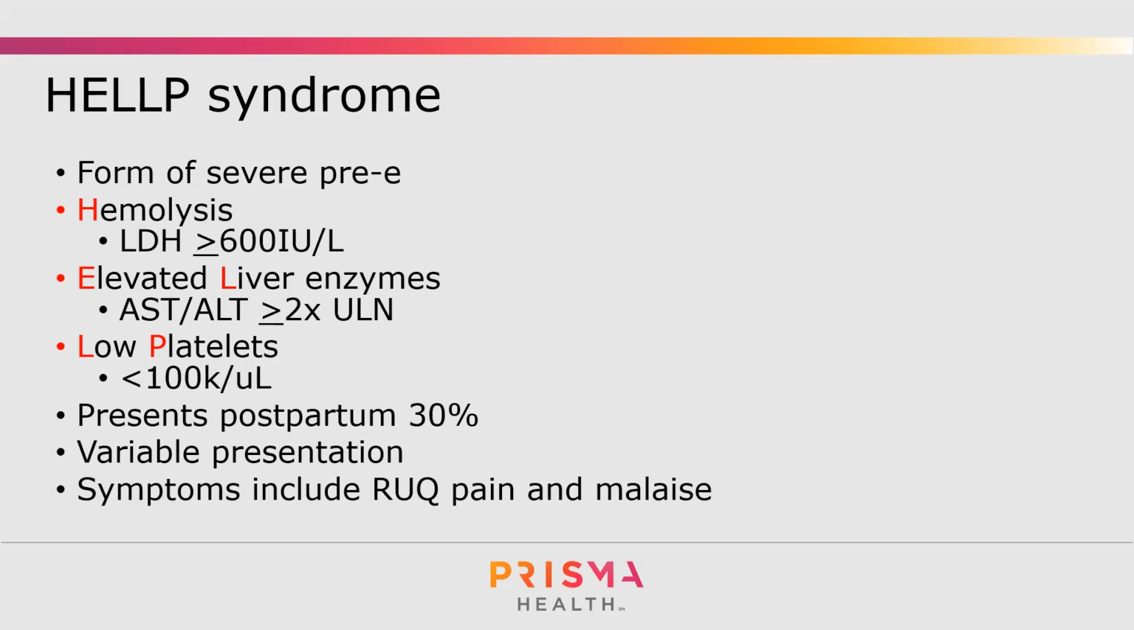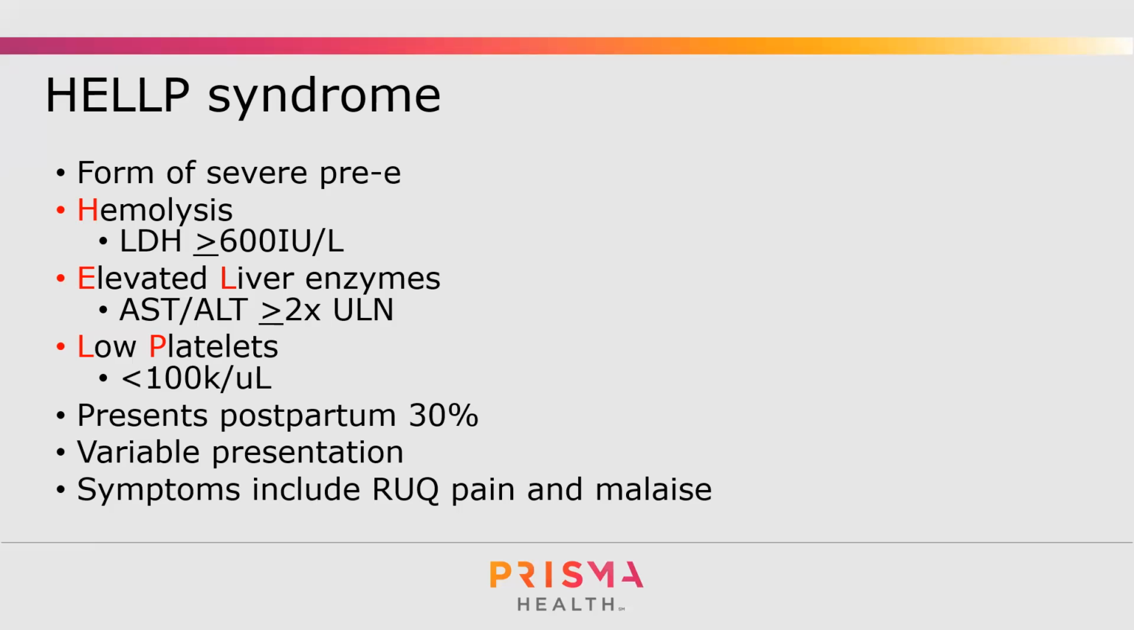So HELLP syndrome, just to kind of talk a little bit more about severe preeclampsia. HELLP syndrome is one of the more severe forms of preeclampsia, and it's associated with pretty significant maternal morbidity and can be associated with mortality. So HELLP is just an acronym for hemolysis, elevated liver enzymes, and low platelets, like I've put there. Generally speaking, the diagnosis is made if the LDH is greater than 600 international units per liter. The AST and or ALT are greater than or equal to 2 times the upper limit of normal. So just a mildly elevated AST or ALT is not consistent with HELLP syndrome, or a platelet count of less than 100,000.